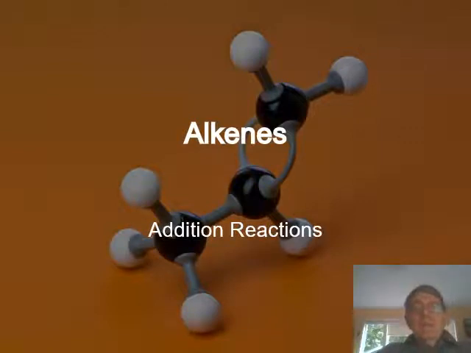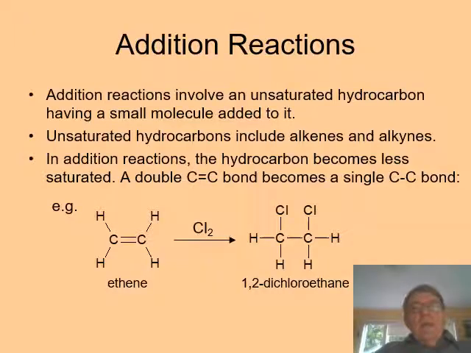This is a slideshow about alkenes, and in particular, the types of reactions that are typical of them, addition reactions. Addition reactions involve unsaturated hydrocarbons that can include alkenes and alkynes. In an addition reaction, the double bond between carbons is replaced by a single bond, or in the case of alkynes, a triple bond replaced by a double bond, and so forth.